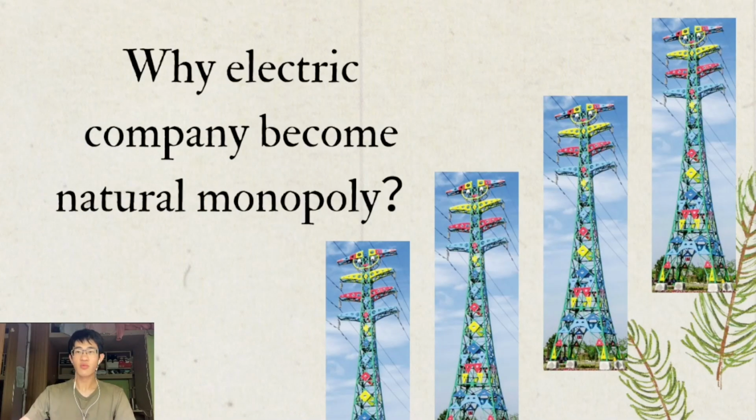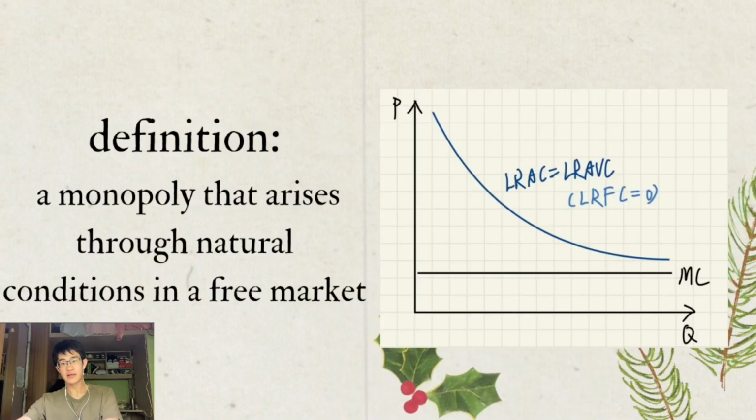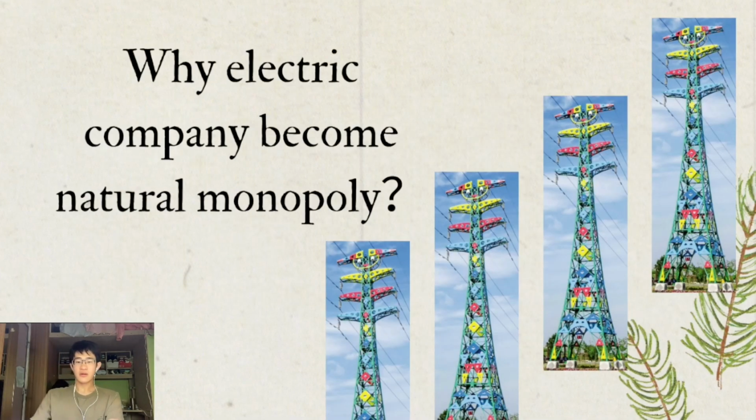The second question is why electric companies often become natural monopolies. In the electric industry, the fixed cost of constructing a transmission network is so high, but the marginal cost of transmitting electricity to everyone is low. So the average total cost curve will look like this. It will be decreasing. So electric companies often become natural monopolies.